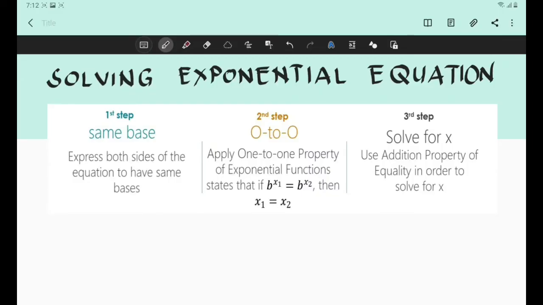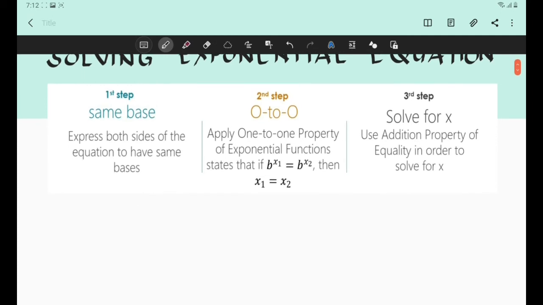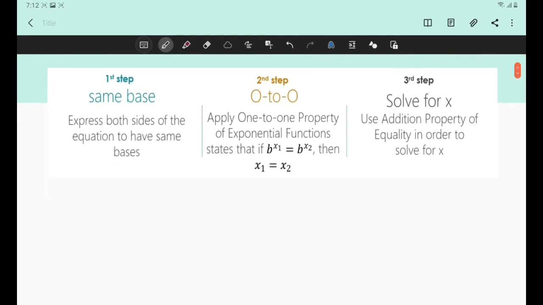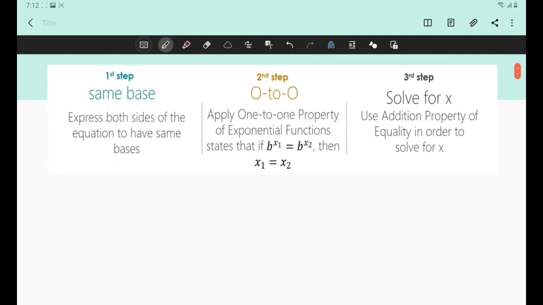So, mga anak, para mas maintindihan natin how to solve exponential equation, magbigay tayo ng example. So, again, ito yung 3 steps natin na lagi niyong tatandaan. Okay. So, let us have 4 raised to x minus 1 is equal to 16. Okay. So, again, ano ba yung first step natin? Kailangan natin, we have to express both sides of the equation to have the same base. So, ang base natin sa step 1 is 4.